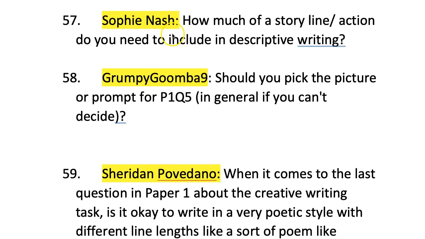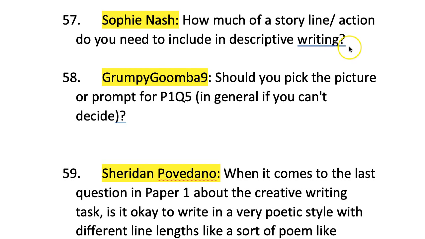Sophie Nash says, how much of a storyline action do you need to include in descriptive writing? Now, this is a really good question because you don't want a storyline, which is why I've told you to try and base the action, as it were, over 60 seconds. However, you must have action because the most powerful part of your writing are the verbs, and verbs demand action. So you must have things going on in your description. That's compulsory. You just need to make sure they don't go on over a period of time, because then it could turn into a narrative.